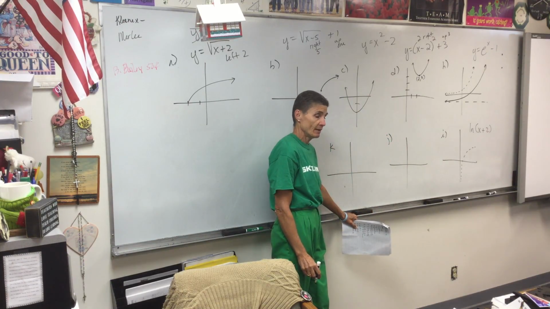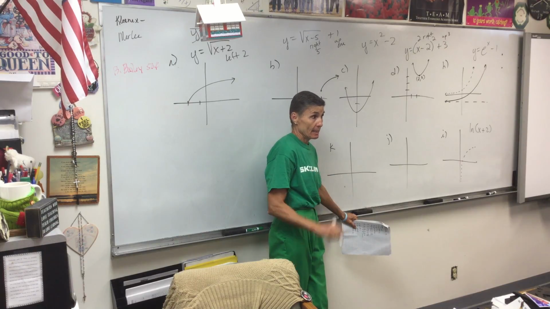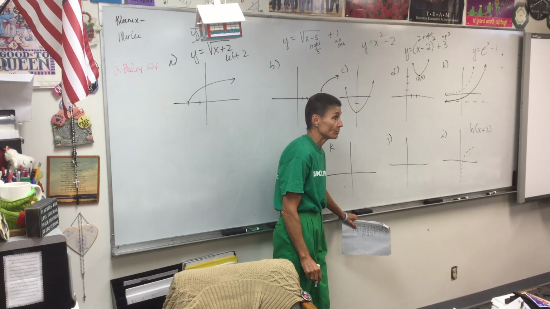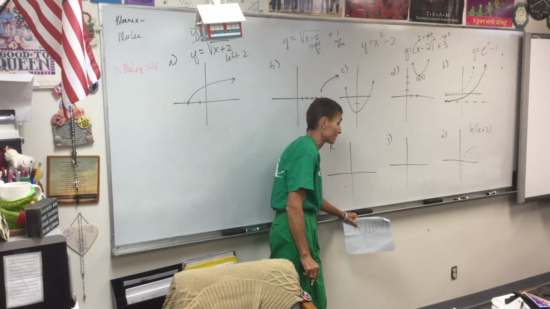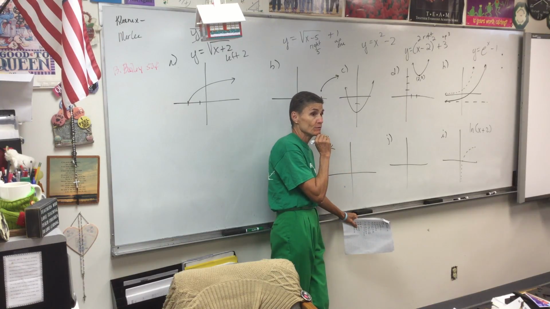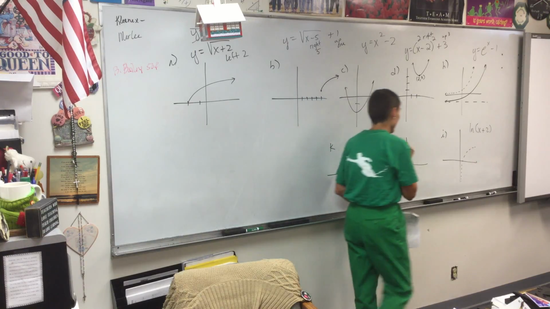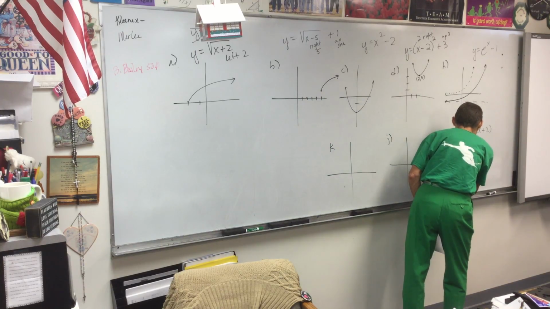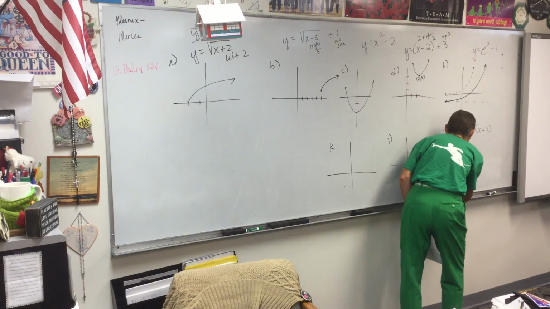Look what I've done though. I've added 2. And where did I add it? In the parentheses with the X. So what does that do? Moves it 2 units to the left. So I'm going to pick that guy up and move him 2 units to the left.